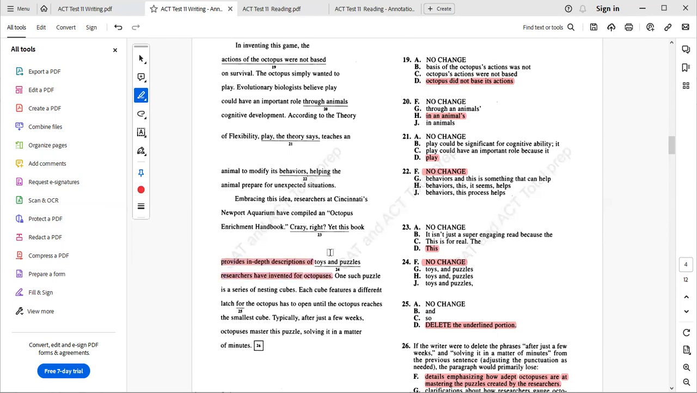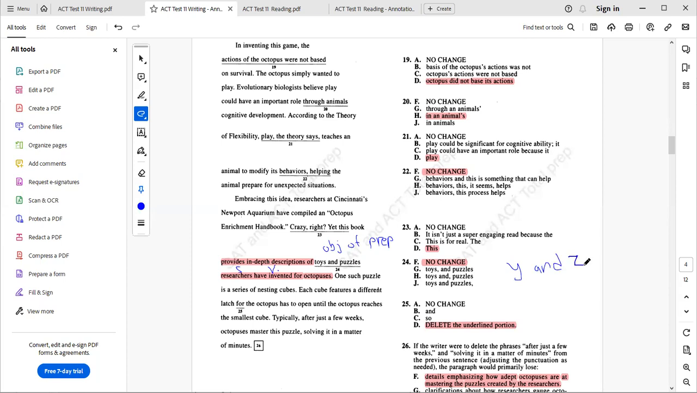Take care that there's a part in the beginning, as it's mentioned in 23. He said this book, shorter is better. This book provides, so I have the subject and the verb, in-depth descriptions of. Okay. Now I need an object of the preposition. Another time, object of preposition. But it must be compound. He said toys and puzzles. Then he said researchers have invented for octopuses. So provides in-depth descriptions of toys and puzzles. Researchers have, take care. There's another sentence. Subject and verb.